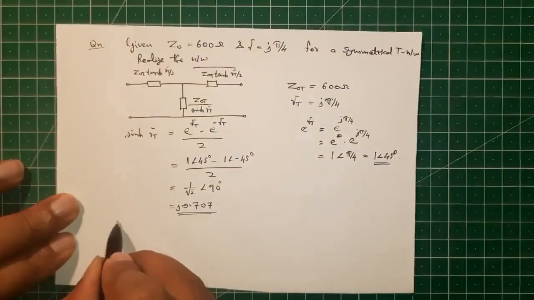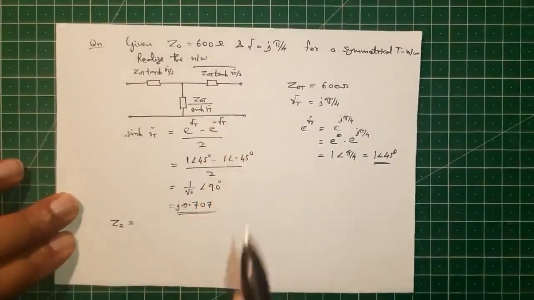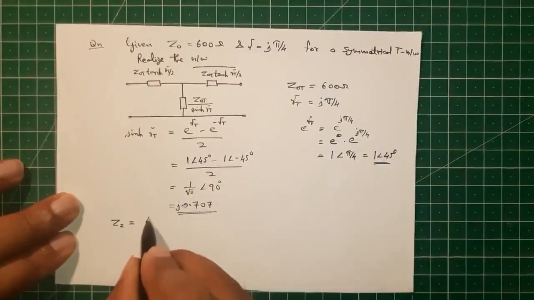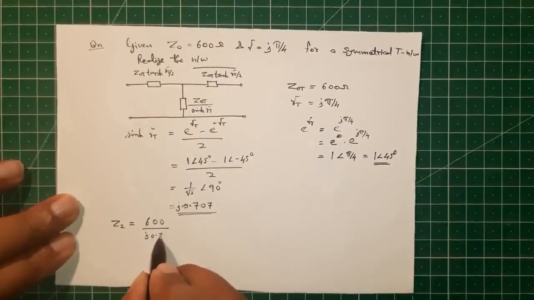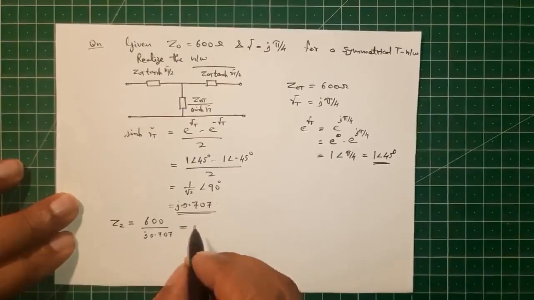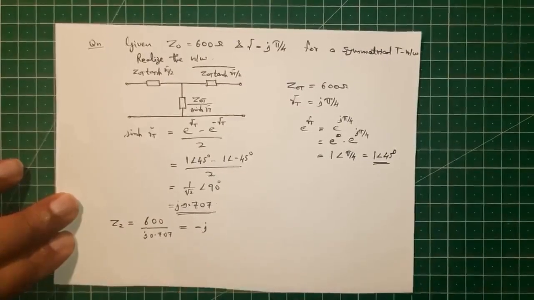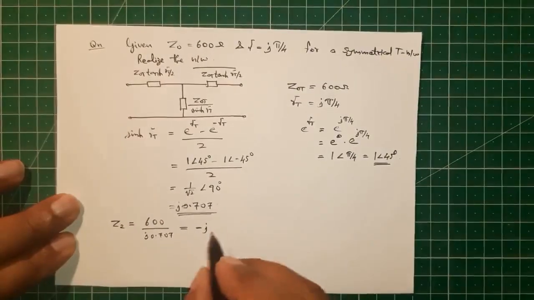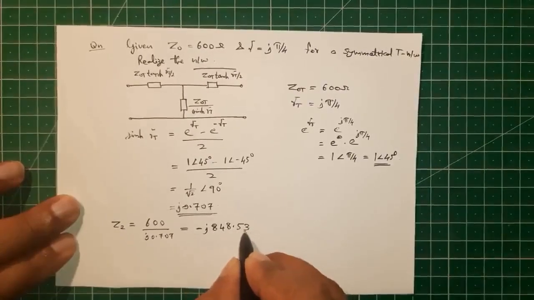Now what is our Z2? Z2 is Z0 t by sinh gamma t. So that will be equal to 600 divided by j 0.707. So that will evaluate to be equal to minus j 848.53.